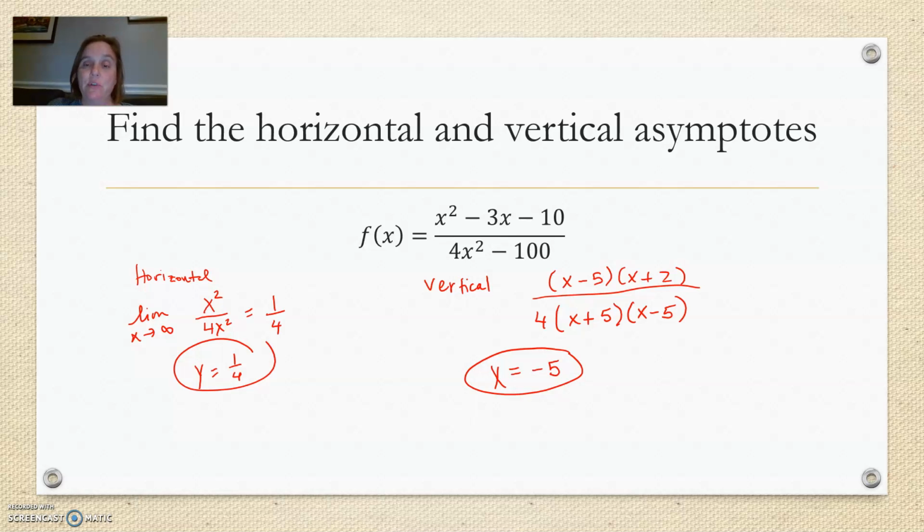The vertical asymptote, I do want to factor, and I notice that I have a hole at x = 5, but there is a 0 in the denominator at x = -5, so that would be a vertical asymptote.